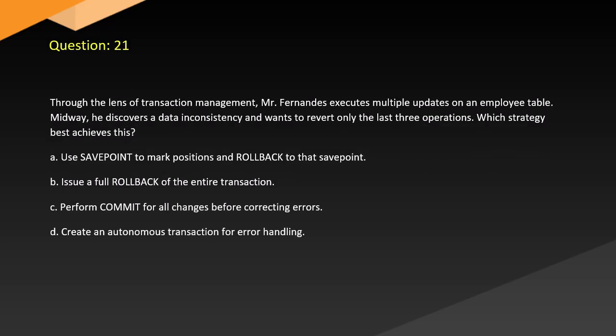Question 21. Through the lens of transaction management, Istaphanons executes multiple updates on an employee table. Midway, he discovers a data inconsistency and wants to revert only the last three operations. Which strategy best achieves this? A. Use SAVEPOINT to mark positions and rollback to that SAVEPOINT. B. Issue a full rollback of the entire transaction. C. Perform commit for all changes before correcting errors. D. Create an autonomous transaction for error handling.